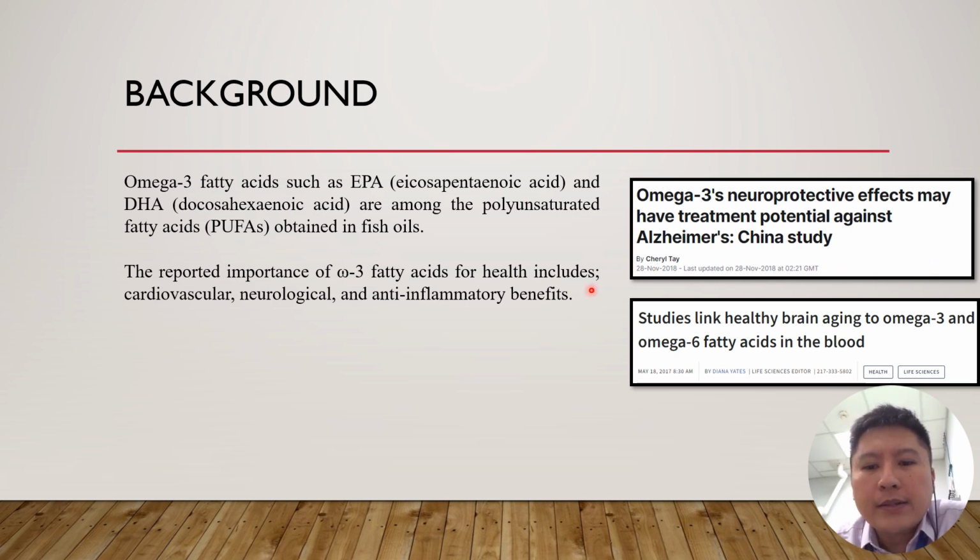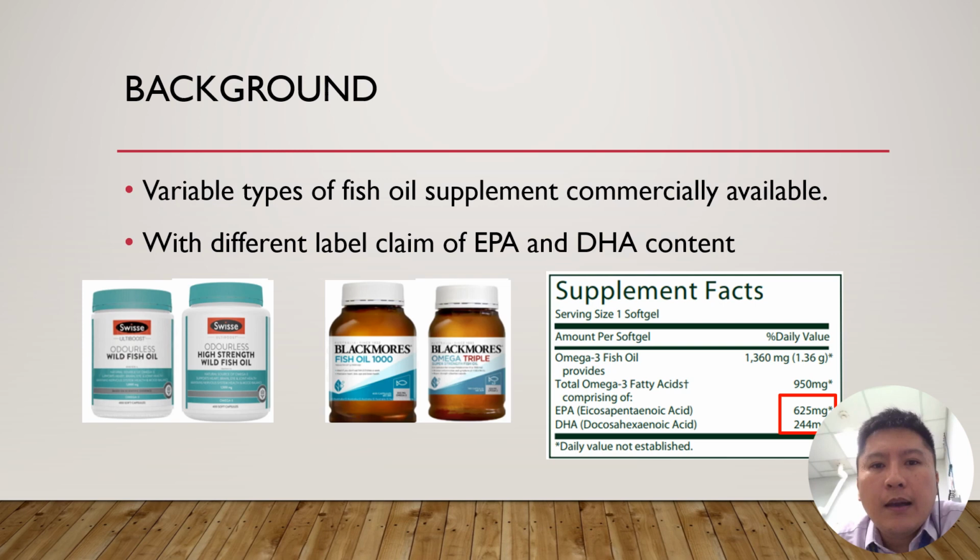There have been various studies done previously that also link healthy brain aging with the omega-3 and omega-6 fatty acid content in the blood. Currently in the market, there are various types of fish oil supplements commercially available. These fish oil supplements are available with different label claims, so EPA and DHA content. They are also found in different pack sizes as well.